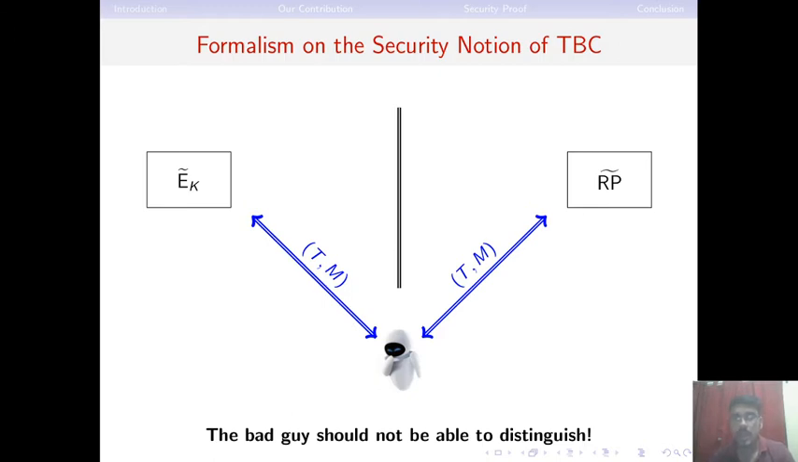After making a finite number of queries, if the adversary is not able to distinguish whether it has interacted with the tweakable block cipher or a tweakable random permutation, then we will say that the tweakable block cipher is a secure tweakable block cipher. In particular, we will say that the tweakable block cipher is a tweakable pseudo-random permutation. Moreover, if the adversary has additional access to the inverse function of the tweakable block cipher, and again the adversary fails to distinguish between these two scenarios, then we will say that the tweakable block cipher is a strong tweakable pseudo-random permutation.